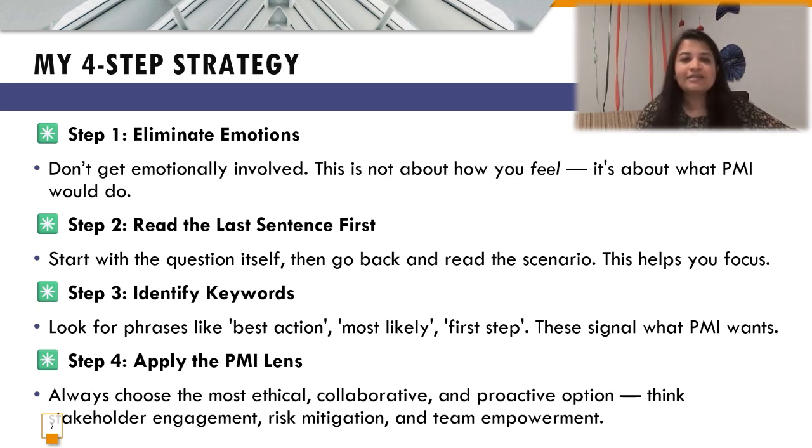So look for the answers that involve, let's say, maybe stakeholder engagement or risk mitigation or team empowerment or continuous improvement. If an option involves blaming someone, escalating too soon, or taking action without even communicating it, definitely those are the wrong option choices. So when in doubt, ask yourself, what would the ideal project manager do in this case? Accordingly, answer the questions having your PMI hat always on.